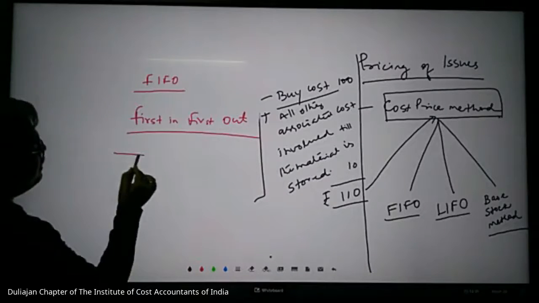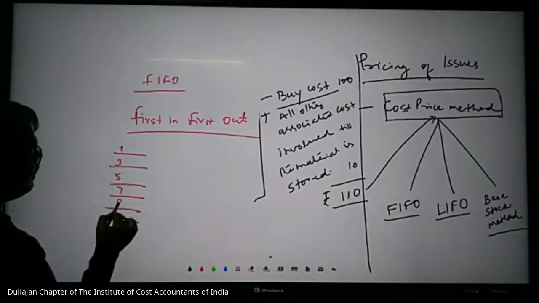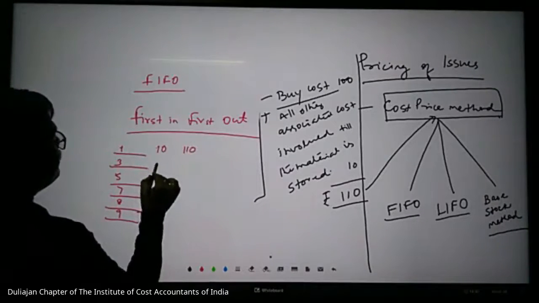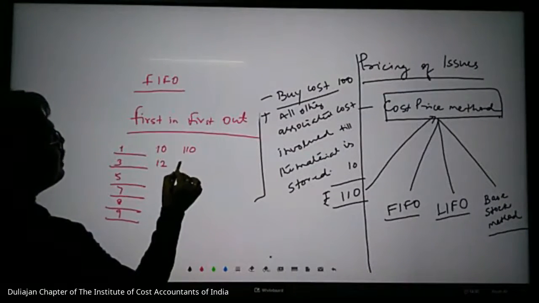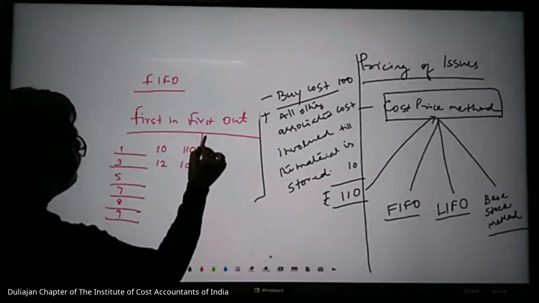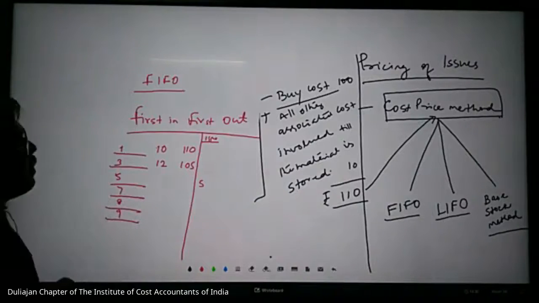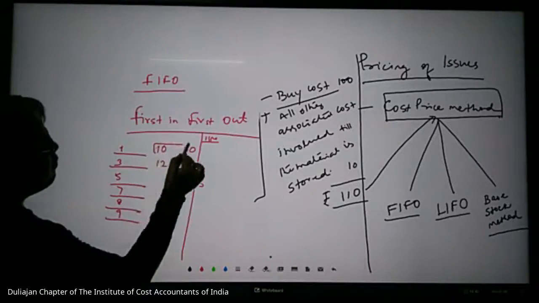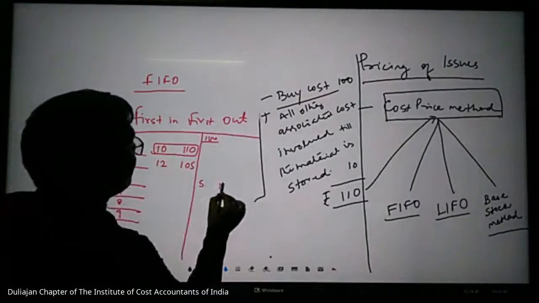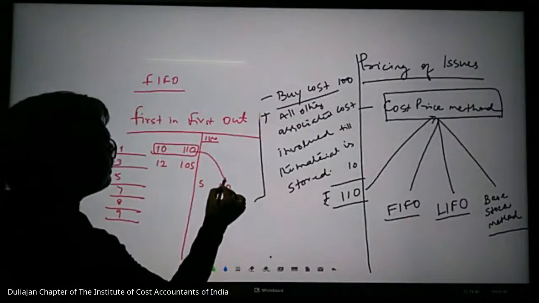That means different dates items are coming, like 1, 3, 5, 7, 8, 9. So I have received 10 units at 110 rupees, 12 units, suppose I have received at 105 rupees. Now suppose on this date I am issuing 5 items on 5th. These 5 first I will take from the first items, whatever I have received first. So at the rate of 110, at this price I am charging.